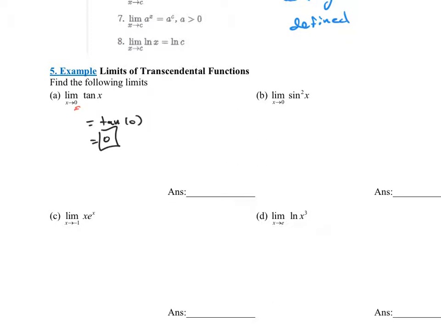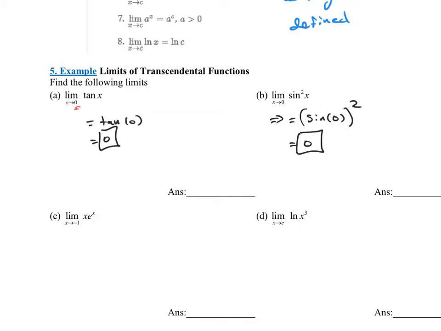How about the limit as x approaches 0 of sine squared of x? Well, remember this would be the same thing as the sine of x quantity squared. That's what they really mean there. So this would be the sine of 0 squared. So go ahead and put the sine of 0 into your calculator and then square that, and I'm still getting a value of 0 when I square it. Okay? Move on to the next one.